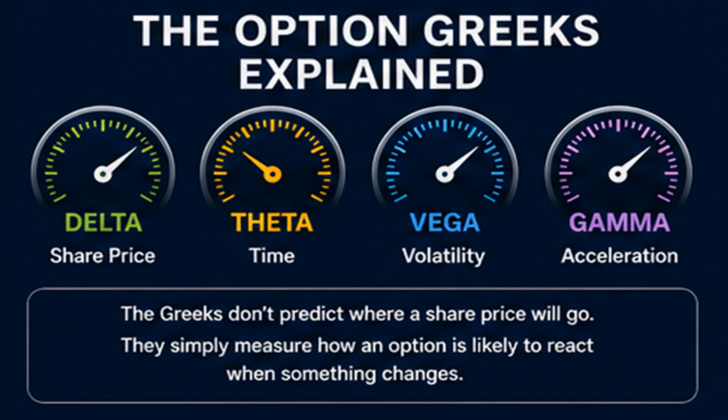The Greeks don't predict whether a share price will rise or fall. Instead, they help explain why an option's price changes. In this video, we'll explain the four main Greeks using simple examples. By the end of the next 5 minutes, you'll know exactly what each one measures and why it matters.